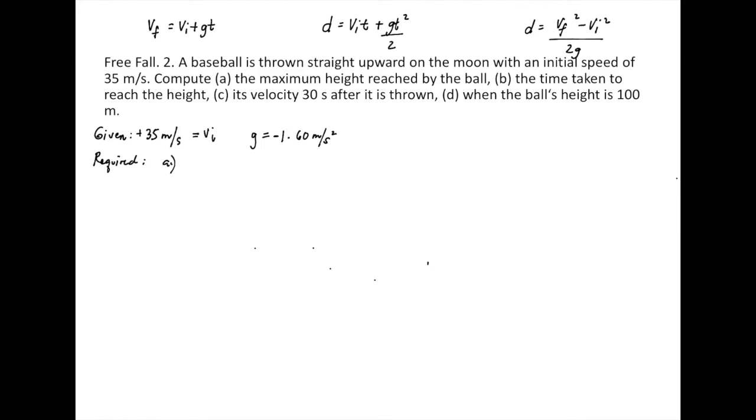For letter A, our required here is the maximum height reached by the ball. So therefore, that is the distance at its maximum height. What will be our equation? We have here the equation as Vf square minus Vi square divided by 2g, and that is the distance.